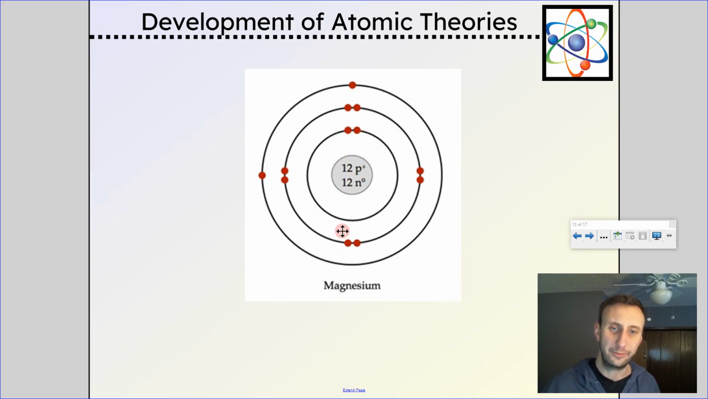So 2 go in the first ring. I've got 10 left. 8 can fit in the second ring. Now that ring is filled up. And now I have 2 left over. They're going to go in the third ring, 1, 2.